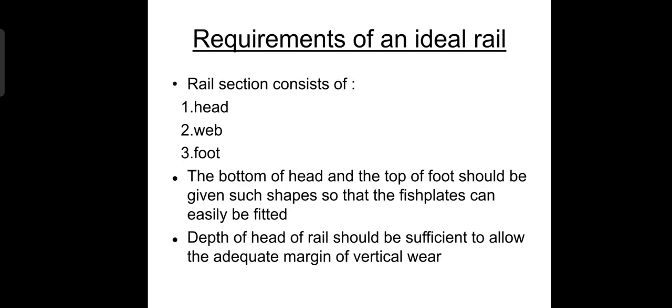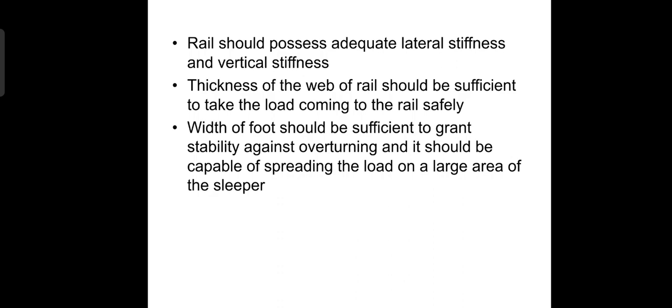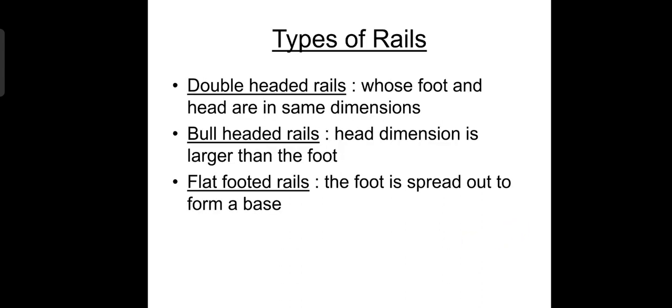Rail section consists of head, web and foot. The bottom of the head and the top of the foot should be given such shapes so that the fish plates can be easily fitted. Depth of head of rail should be sufficient to allow an adequate margin of vertical wear. Rail should possess adequate lateral stiffness and vertical stiffness. The thickness of web of rail should be sufficient to take the load coming to the rail safely. Width of the foot should be sufficient to give stability against overturning and it should be capable of spreading the load on a large area of the sleeper. Types of rails: double-headed rails, bull-headed rails and flat-footed rails.